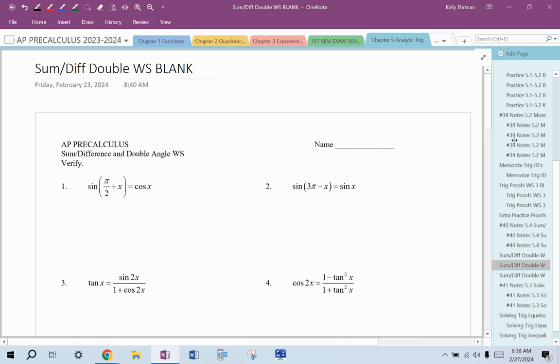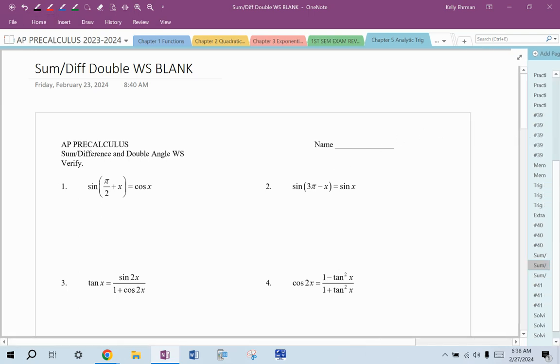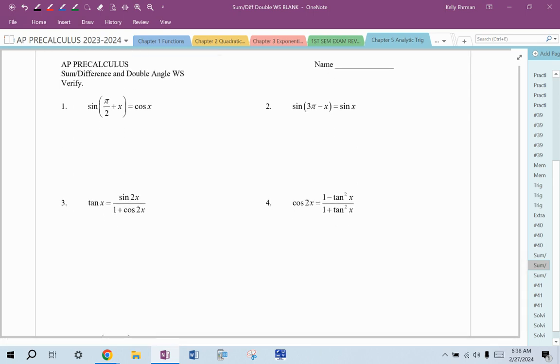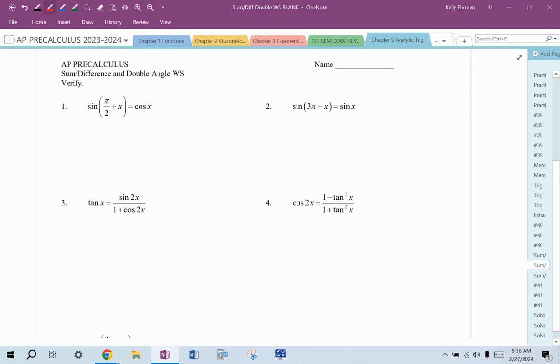We need to verify these trig identities with our sum and difference formulas. Again, these will take a little bit of practice and a little bit of studying, but the sum and difference formulas and the double angle formulas are the most prominent that I've seen in our AP classroom questions. So study the formulas if you haven't had a chance to yet.